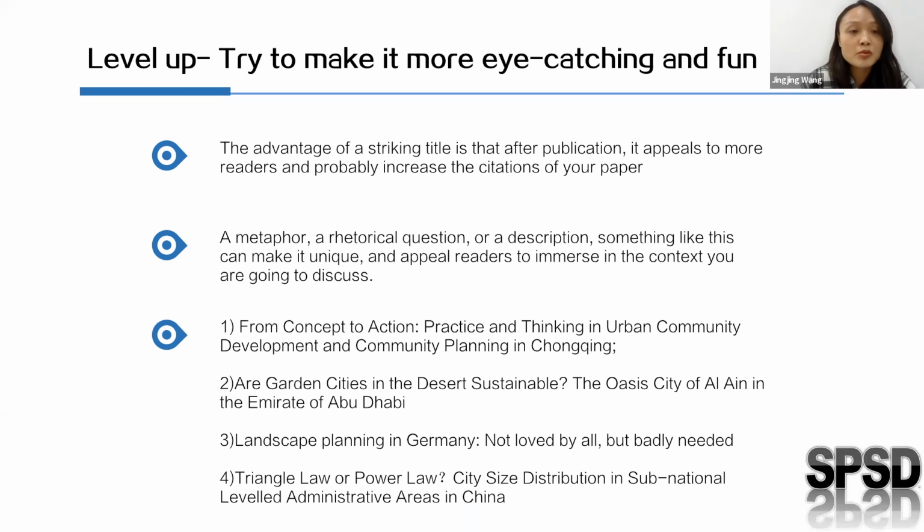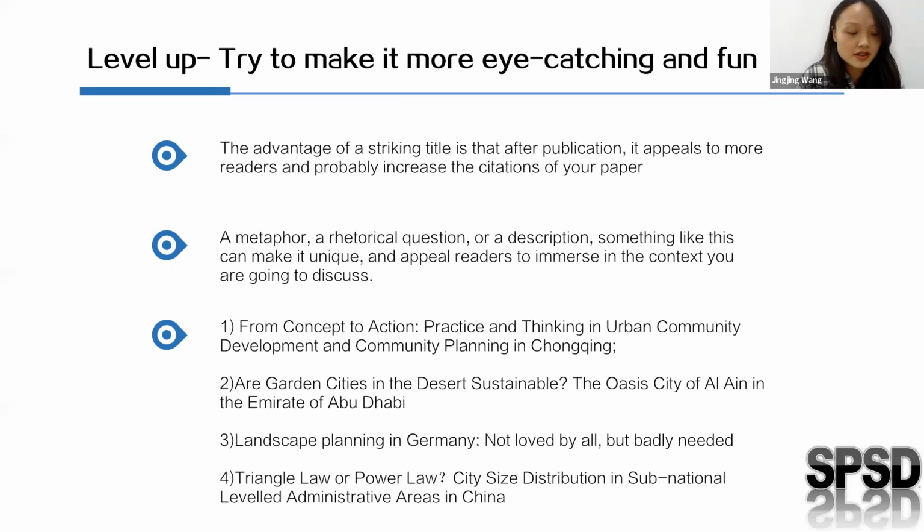Here I give some examples. As you can see, these titles have used some tricks like this. Maybe you will have a problem with the third one, but you should know it is a review article about national landscape planning and history. So what do you think about these titles? You can let me know.